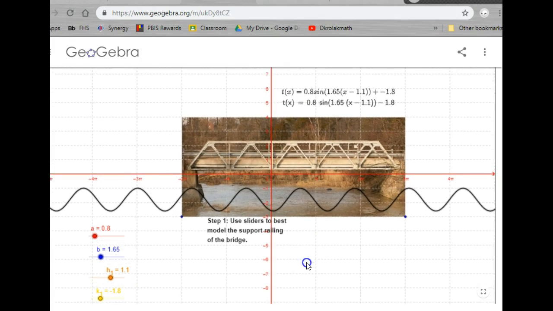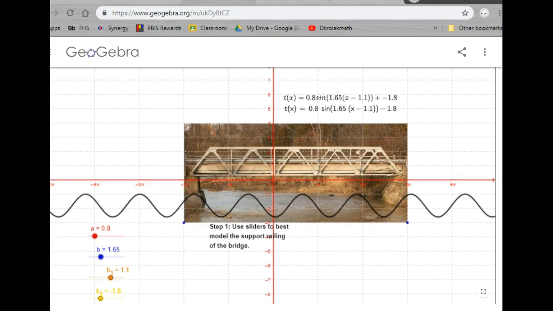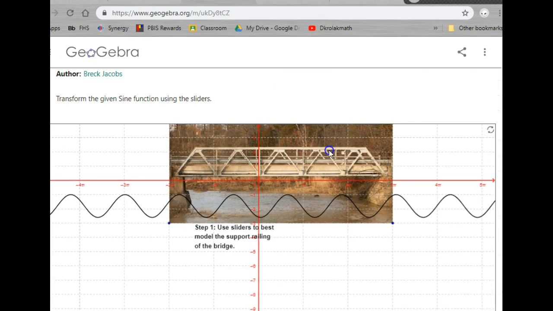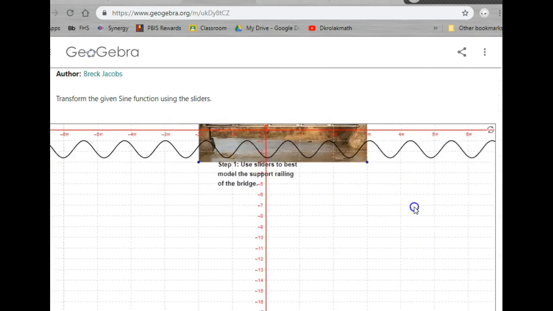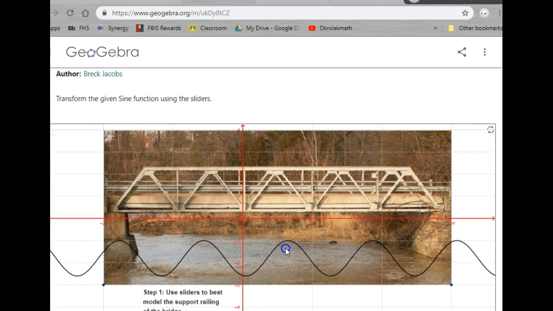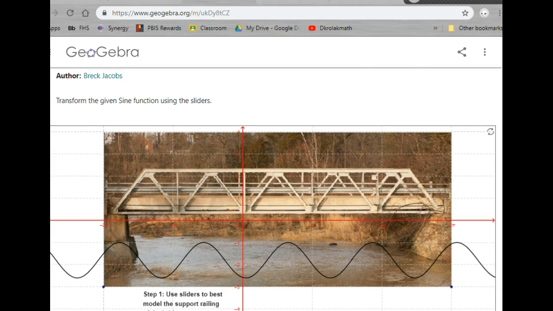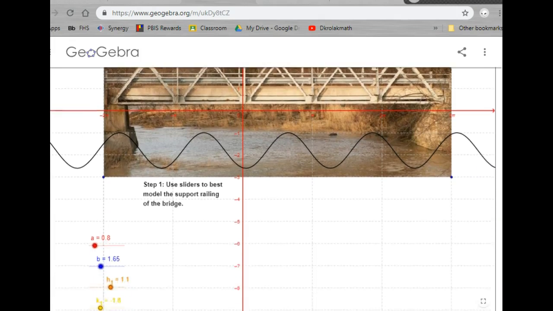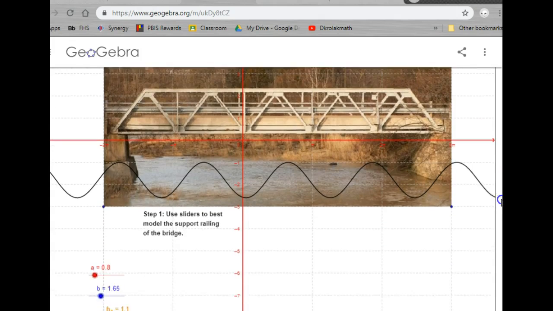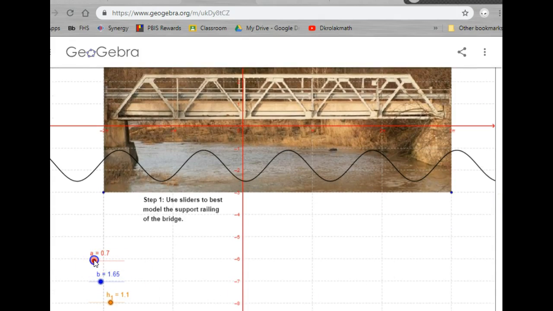Okay, but where would our midline be on this? Let's see if I can zoom in some. Oops, that zoomed out. Zoom in. Okay, so if you were going to set a midline for the sine function, where do you think that midline would be? About 1.5. Okay, so I'm going to take the A and move it to like 1.5.